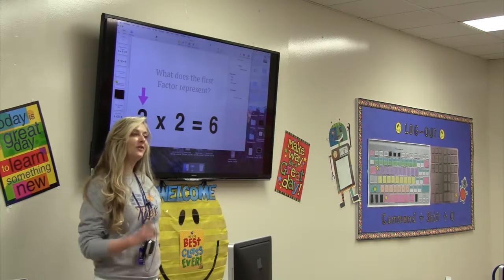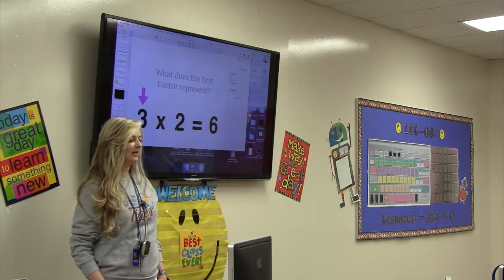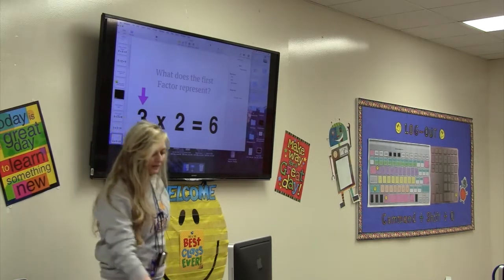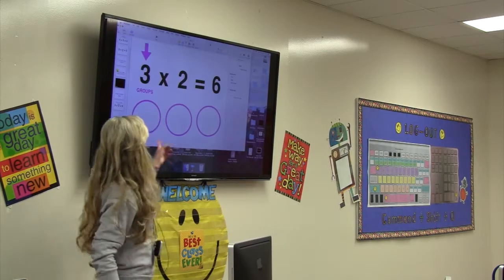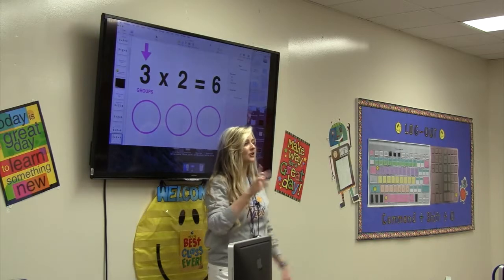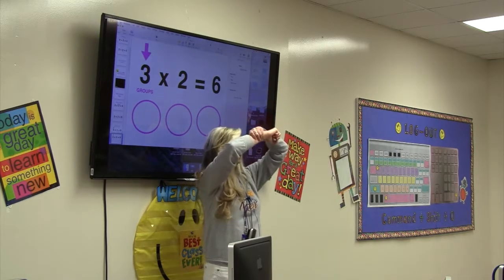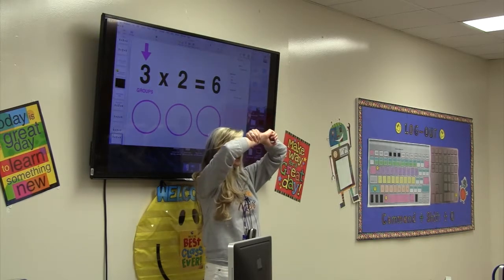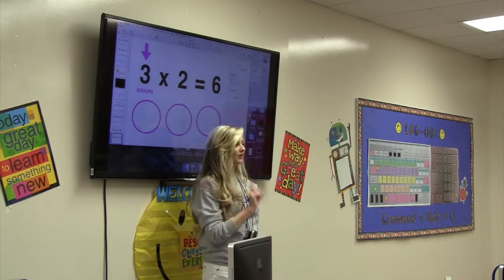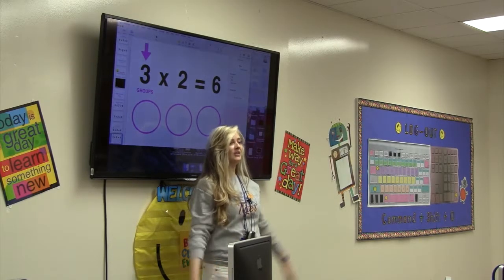Very good. Moving on. Now here's the big question. What does the first factor represent? Everybody should be able to tell me. Say it together. Group. Yes, I love that. The first factor represents groups. Let's do it together. Let's do our strategy. The first factor represents groups. All right, everyone should be doing it. Some people are playing. They're not doing it. Let's try it again. The first factor represents groups.